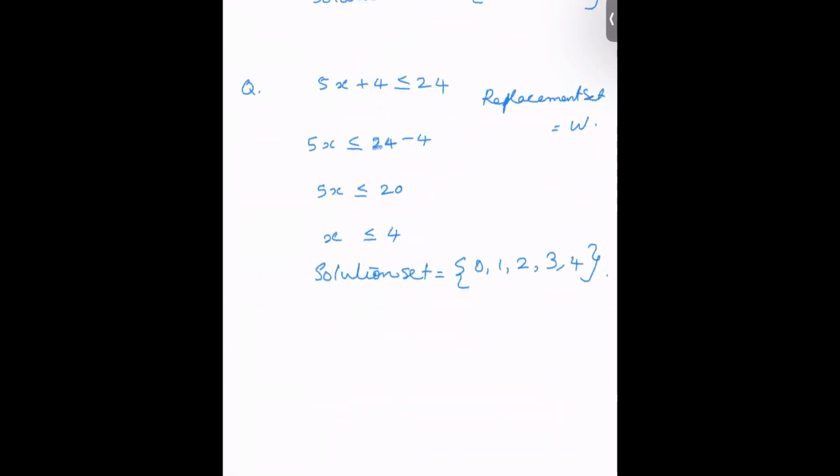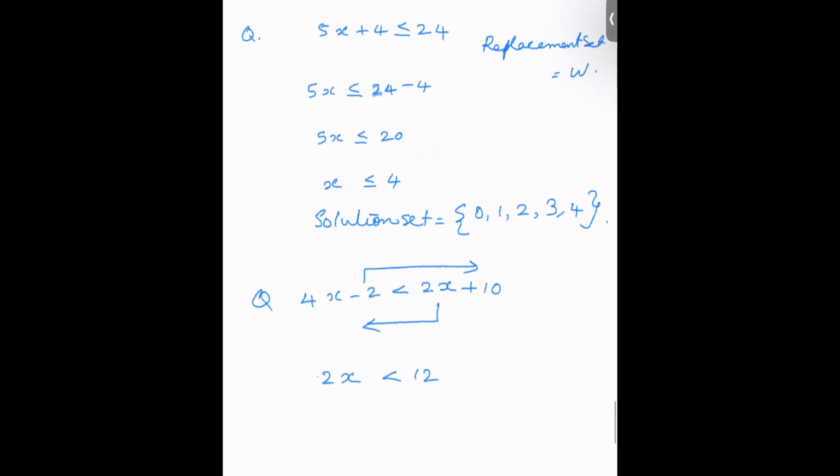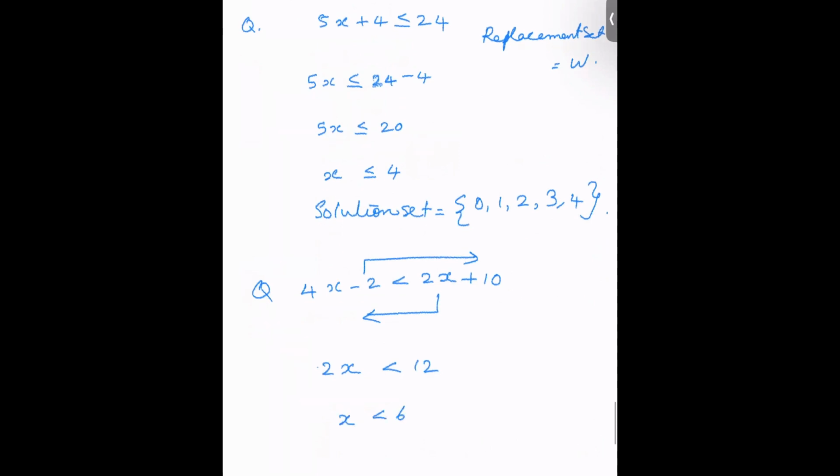Next, again your replacement set is whole numbers, and the inequation is 4x minus 2 less than 2x plus 10. Can you solve it? So bring 2x to this side, and this to this side. So you have 4x minus 2x, which is 2x, less than 10 plus 2, which is 12. So x is less than 6.